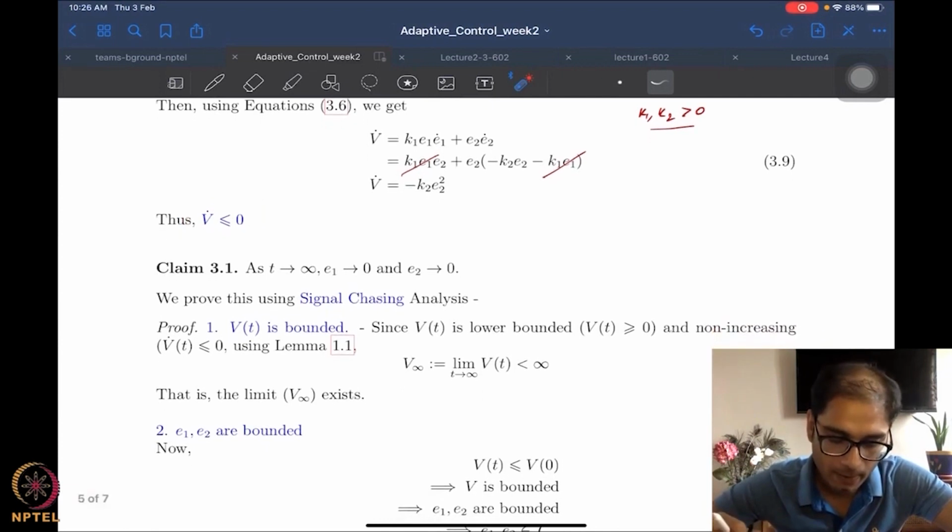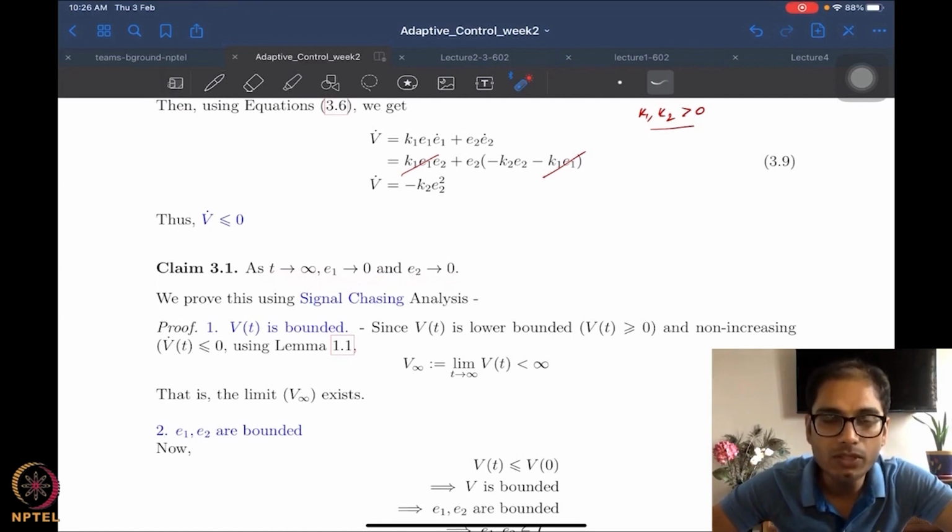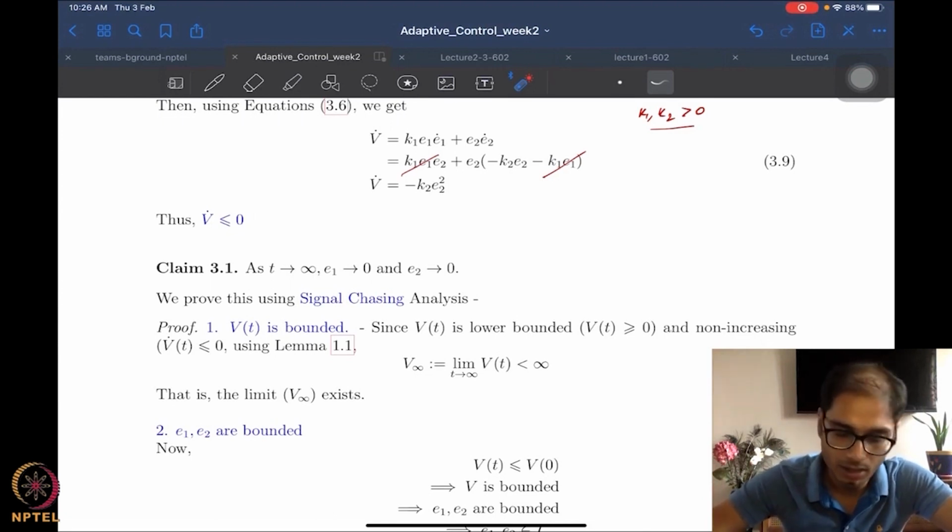So what do we want to do? We are now claiming that as t goes to infinity, both e1 and e2 will go to 0. This is our claim, and of course, we want to see how to prove this claim. This is where Barbalat's lemma will come to the fore.